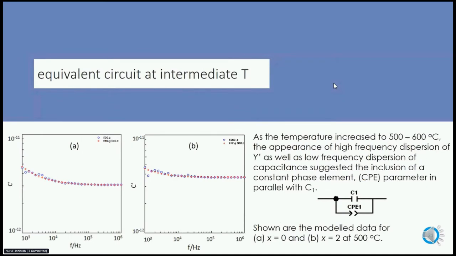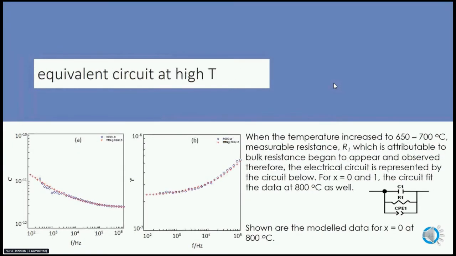For the intermediate one, the appearance of high frequency dispersion in admittance as well as low frequency dispersion suggested the inclusion of the CPE in the circuits. While at high temperature between 650 to 700 Celsius, the bulk resistance began to appear and be observed, therefore the electrical circuit can be represented by the circuit here.